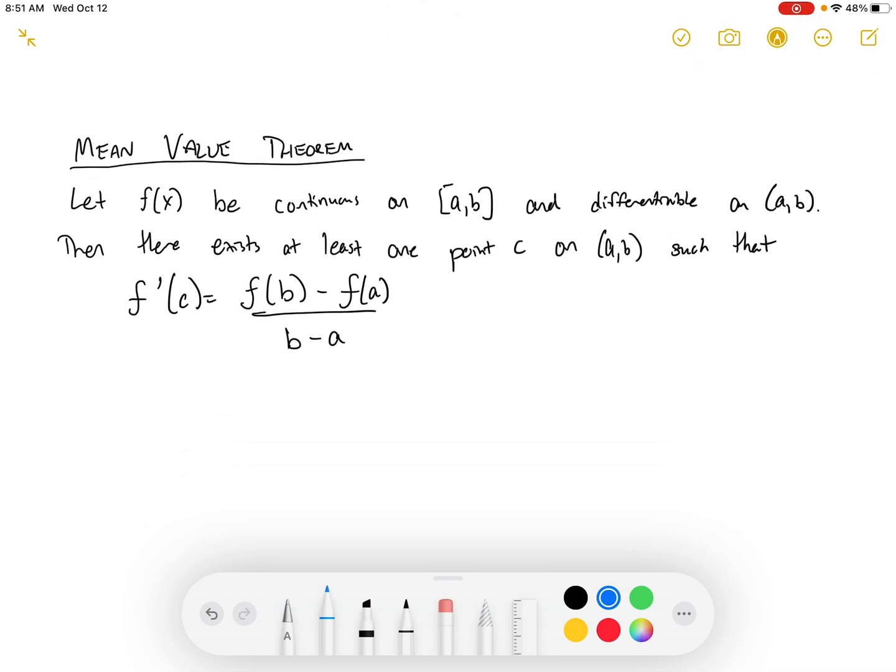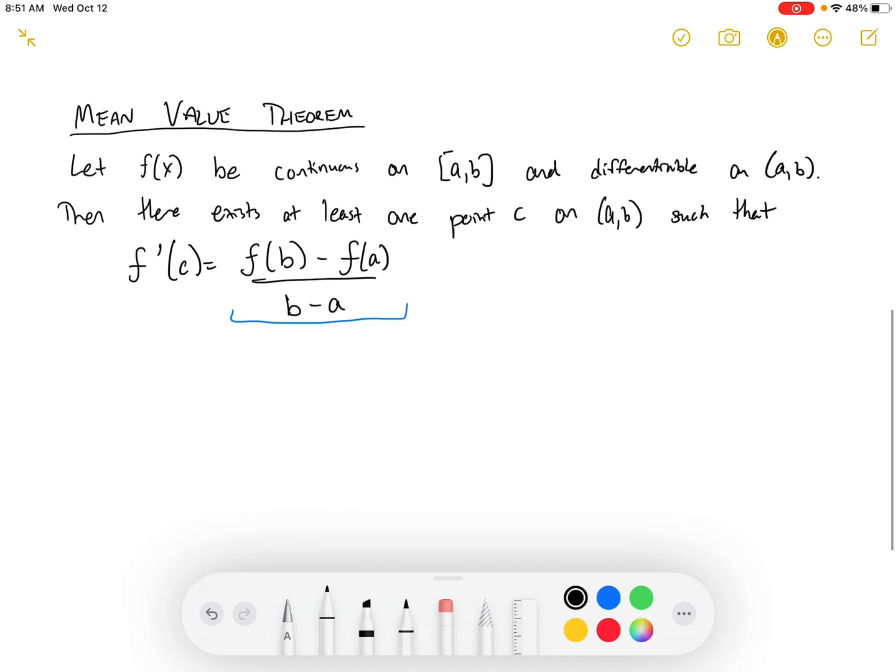Okay, so we have the same conditions. f of x is continuous on the interval and differentiable on the non-inclusive interval. Then there exists at least one point c in a, b such that the derivative at c, f prime of c, is equal to f of b minus f of a over b minus a. Let's talk about what this right side of the equation even means.